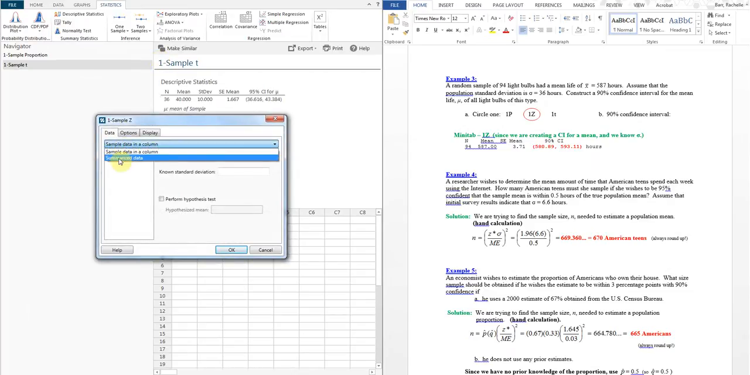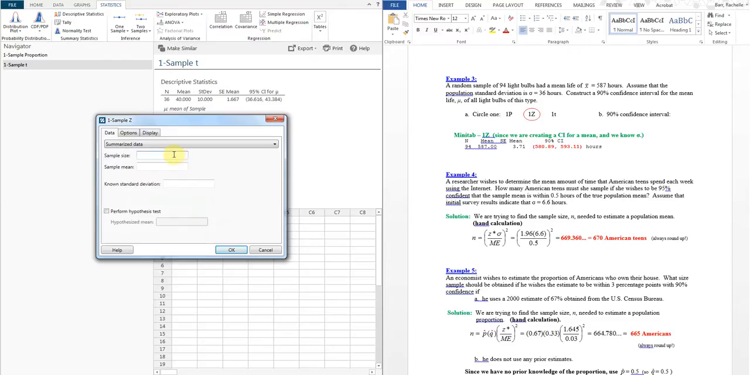Oh, I got to tell it my data is not in a column. I got to put in my sample size, 94 light bulbs, 587 hours. My known standard deviation is 36 hours. And I got to go to options to change this to a 90%. Notice I just typed this in here. You don't have to actually do the drop down menu. Fun facts of the day. Let's hit OK.